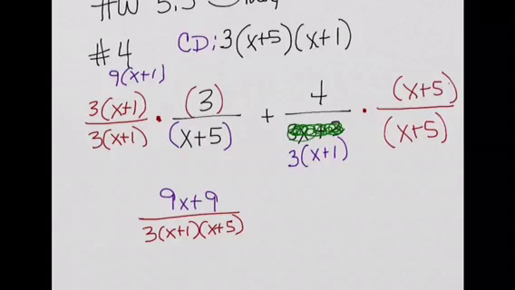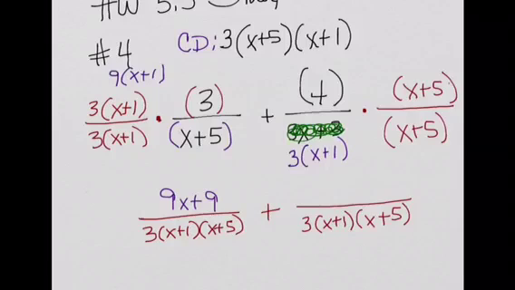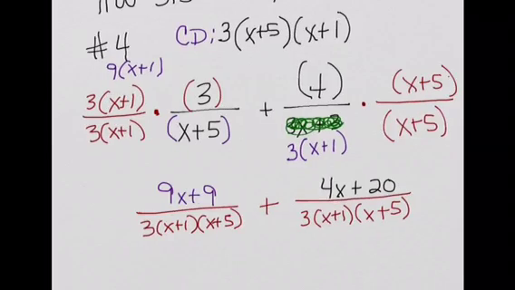I have a plus symbol that I'm going to bring down. My denominator of my second fraction now matches my first fraction when I multiply it by an x plus 5. And I need to distribute the 4 into the x plus 5 for the numerator. So I get 4x plus 20. Now my fractions have the same denominator.